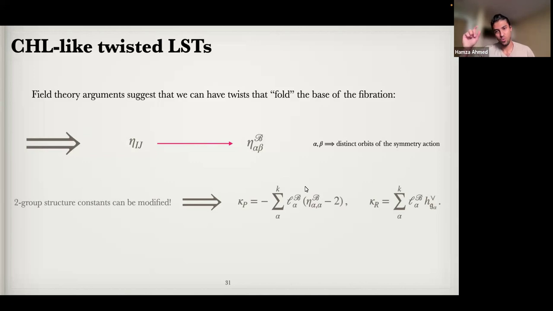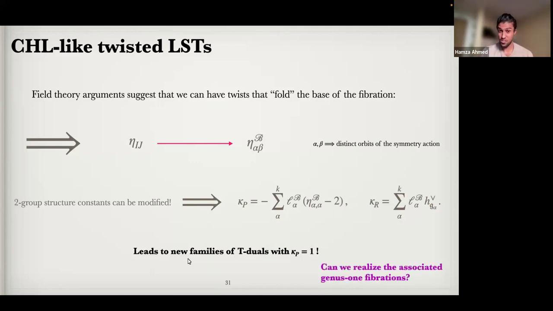Because remember, when you fold the fiber, these weren't modified. But if you do this physics way of taking this base and folding it, you can actually construct T-dual theories with kappa p equals 1, which I told you is not possible, because I told you that you only had kappa p equals 2. But it turns out that if you allow folding of the base, you can realize these new families of T-duals for which we actually do not have geometric constructions.